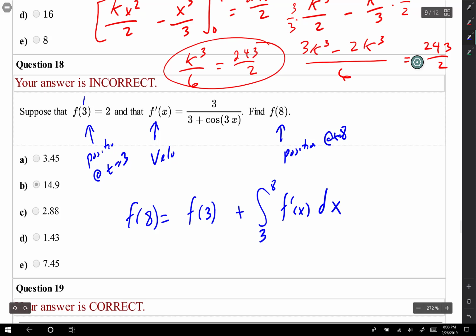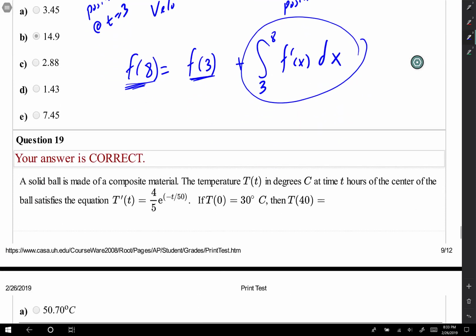So you think of this as position. Your position at 8 is the position at 3 plus the displacement. So think of f prime as velocity and f of 3 as initial position, or position at 3. If you find your displacement, of course you're going to find where you're going to be at 8: your initial position at 3 plus the displacement between 3 and 8. That's going to tell you where we're going to be at 8. So just do that. It's pretty straightforward.